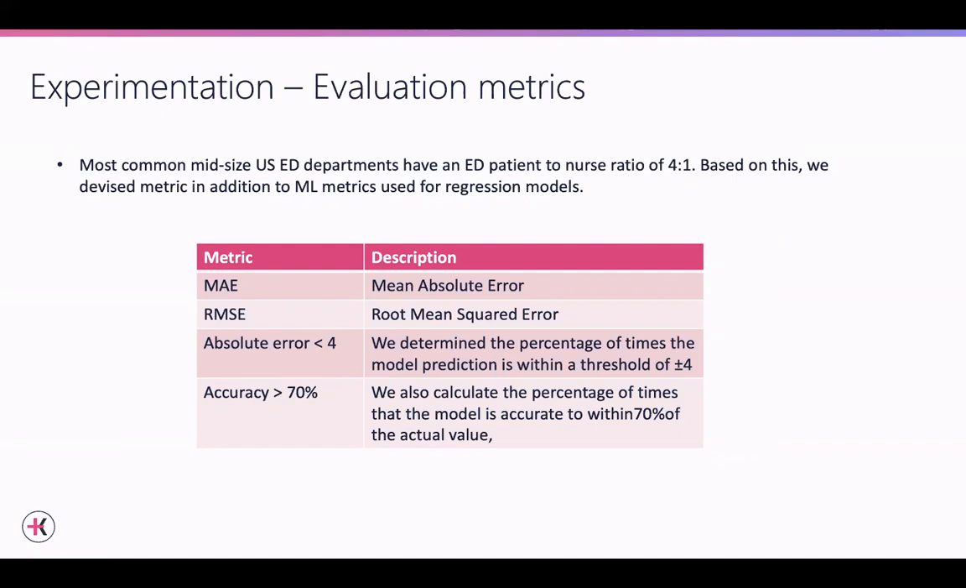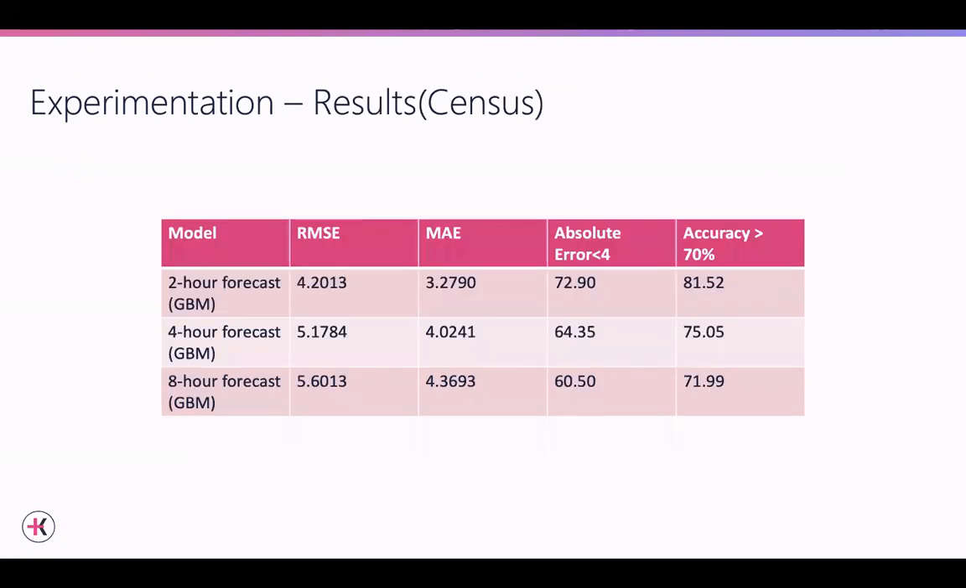The problem that we are solving is to optimize the staffing in the ED. Typically, health systems follow a ratio where they want 1 nurse for 4 ED patients. So we created a metric where we calculate the error being between -4 and 4, and the percentage of times that the model is predicting in that range for all these models. That will give us an idea of how accurate we are and how helpful the model will be.